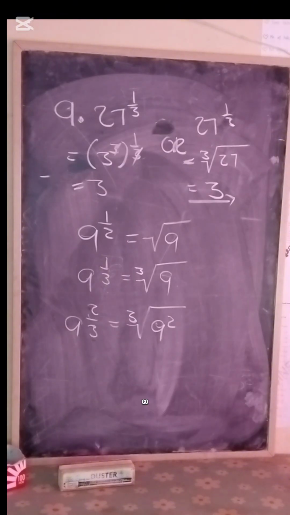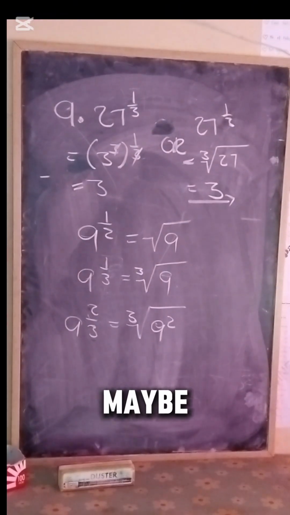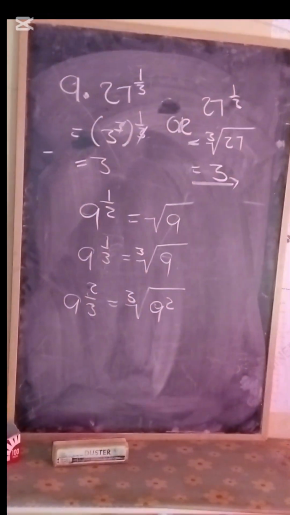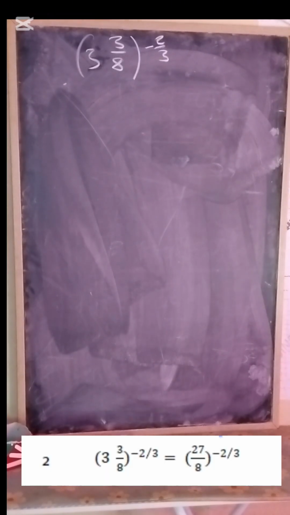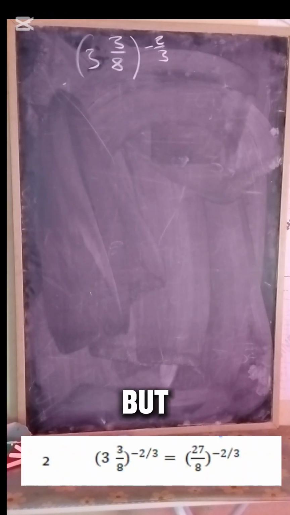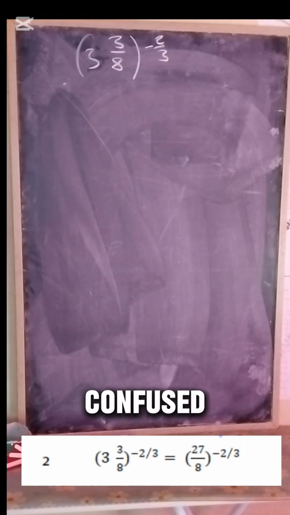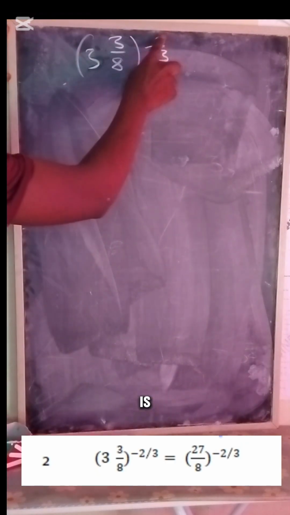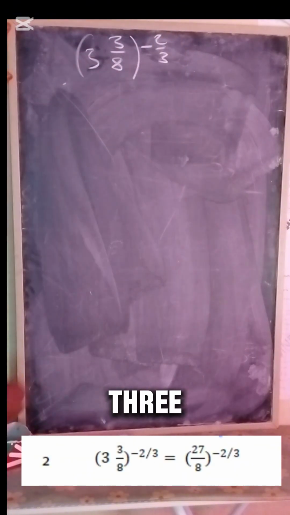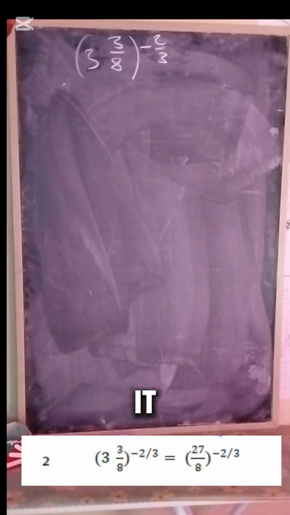So let's go to another question and try to answer it. Maybe we'll also get to answer it in the same way. So we have this question. This one is also easy, but some people might get confused. Oh, by the way, this is negative 2 over 3. So how do you do it?